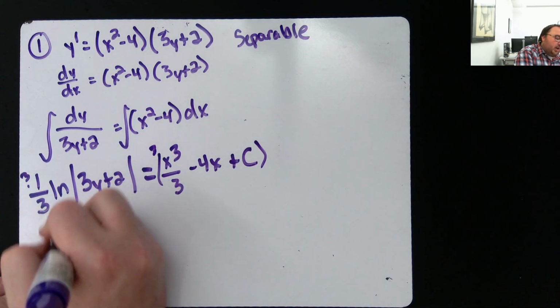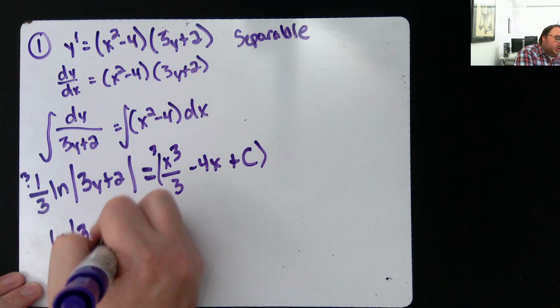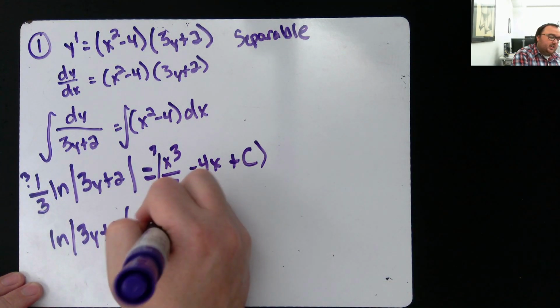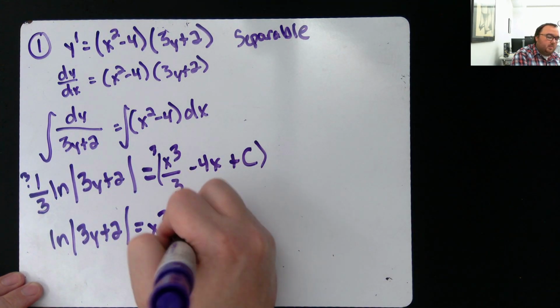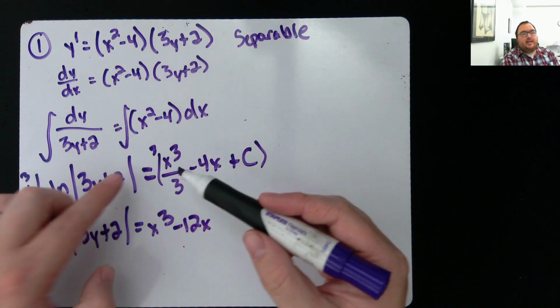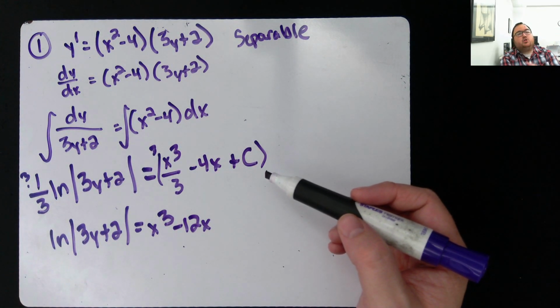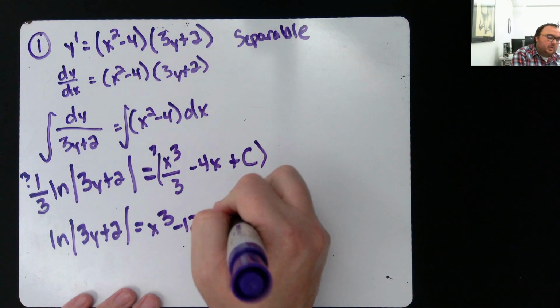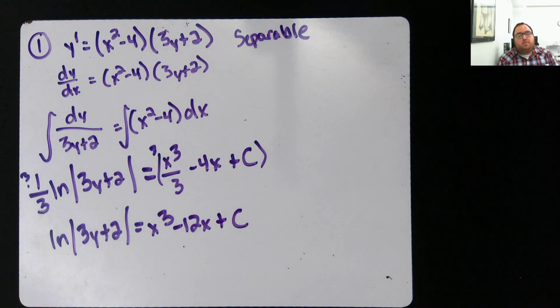That gives me natural log absolute value 3y plus 2 equals, 3 over 3 is just 1, so that's just x cubed. 3 times 4 is 12, so minus 12x. 3 times a constant is still just some c, so we can just leave it as plus c. Technically, you could put plus 3c, but you don't have to because a constant times a constant is still just a constant. So c is fine right here.